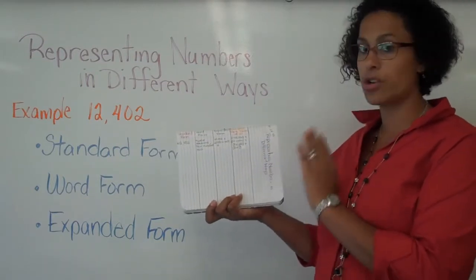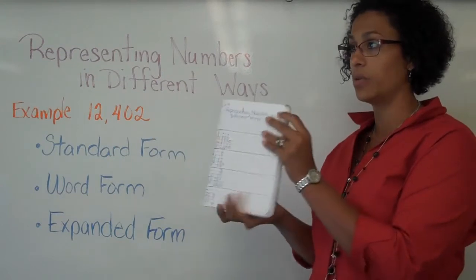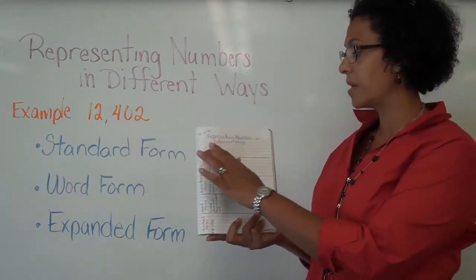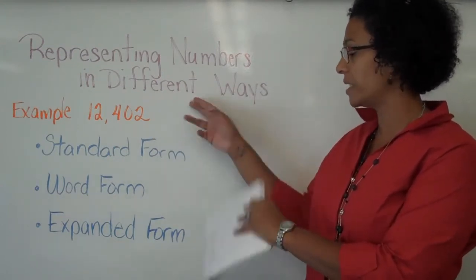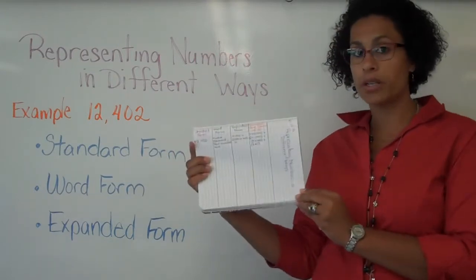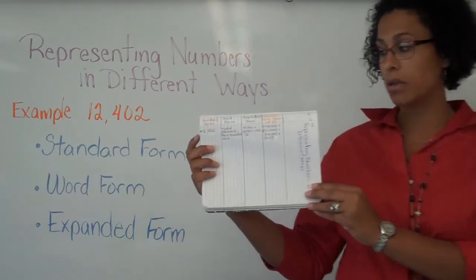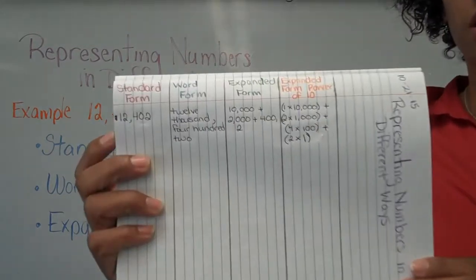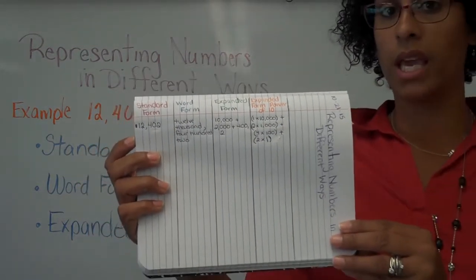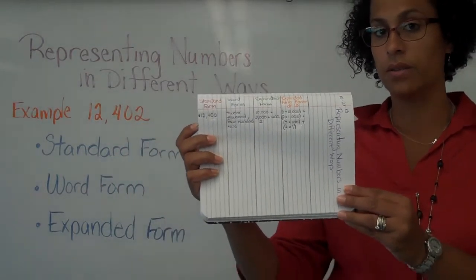I want you to hold your notebook this way today. Usually we hold it vertically, and I wrote the date at the top, the title, which is representing numbers in different ways, and then I flipped my notebook. I used a ruler, different colors for each column. Let's see if that works. Back up slowly. Pause when you need to.